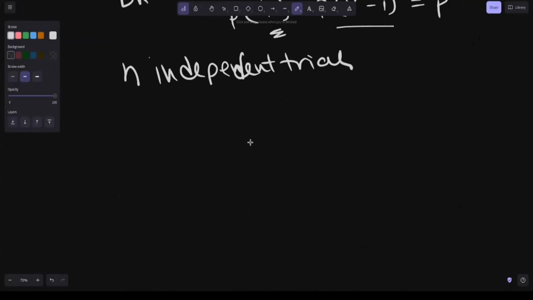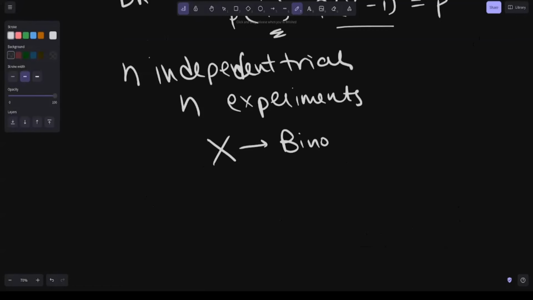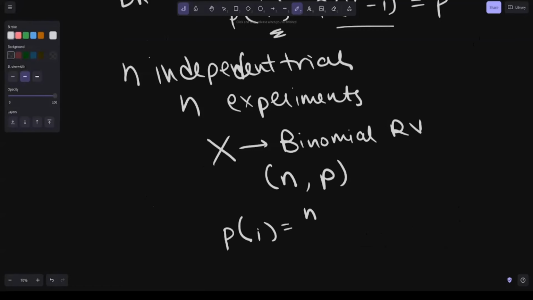But let's say now we are going to n independent trials. So now there will be n experiments. Now this X will be called a binomial random variable, and it will have two parameters, n and p. Its probability mass function will be given as P of i is equal to n choose i, p to the power i, 1 minus p to the power n minus i.